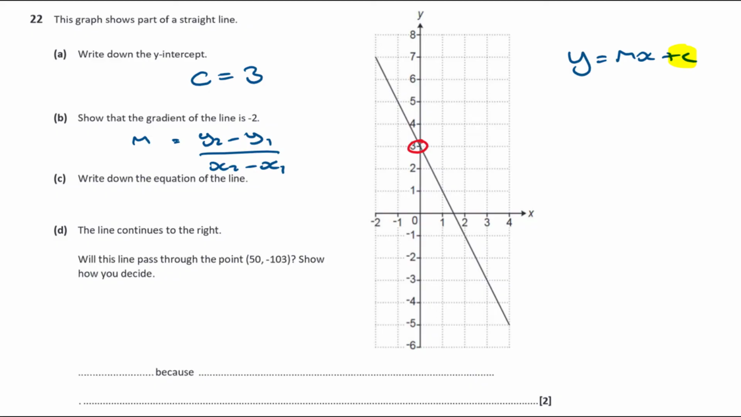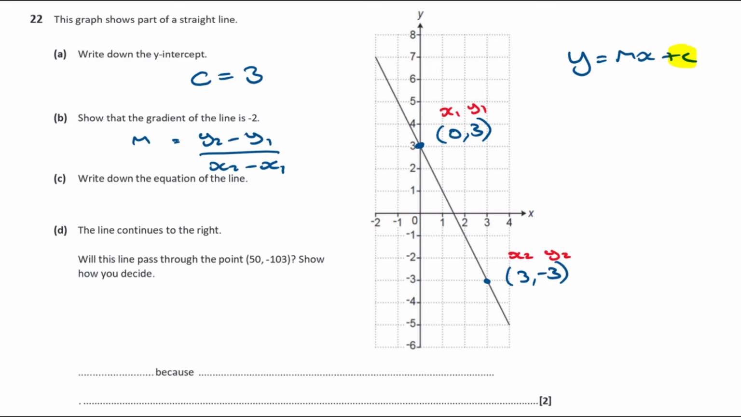I'm gonna pick this point here. Let's say this is the point 0, 3. So that is my x1 and y1. And then if I pick another point, it doesn't really matter where it is. Let's pick that one down there. That is the point 3, -3. Okay, so that's going to be my x2, y2 values.